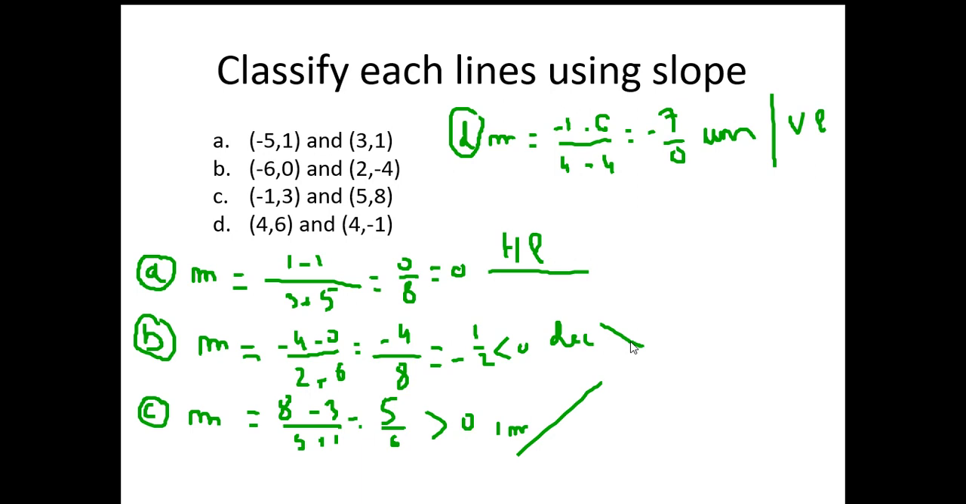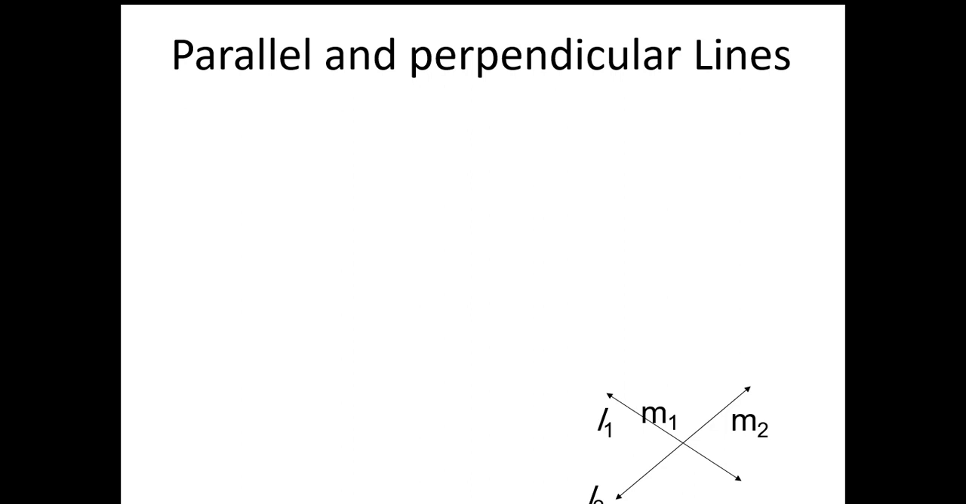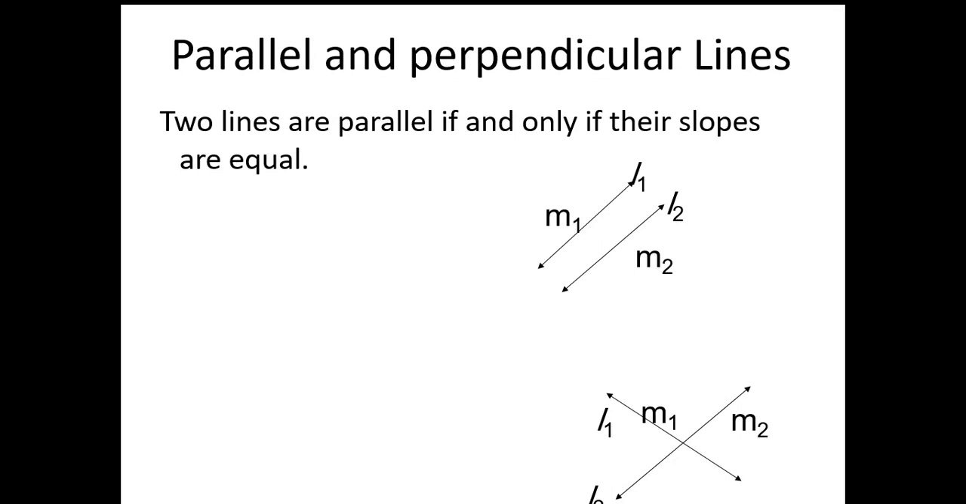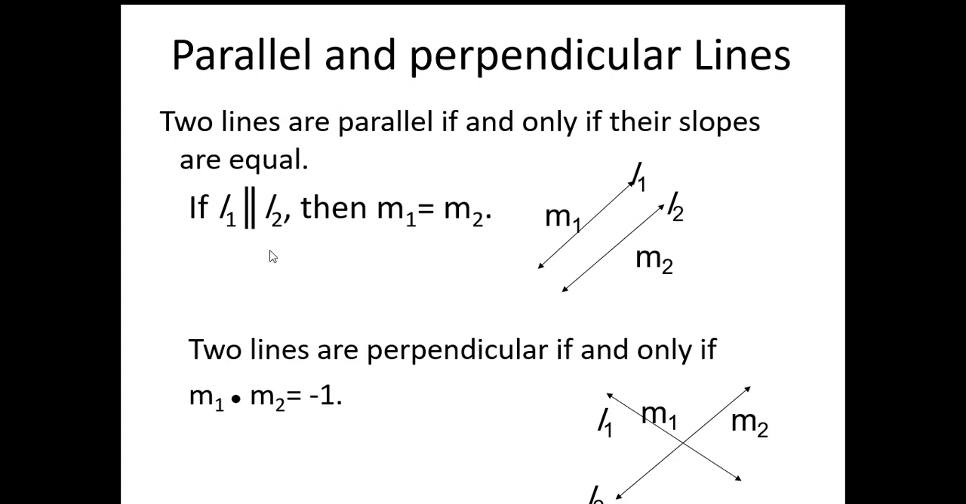Okay, then I'm gonna move to parallel and perpendicular lines. Sure, we have a relation for the parallel and perpendicular. Two lines are parallel if and only if they have the same slope. So if two lines have the same slope, it means they are parallel. Now, two lines are perpendicular if and only if m1 times m2 is equal to minus 1. You were talking yesterday about saying negative reciprocal. It's also right, but I prefer to write m1 times m2 is equal to minus 1.